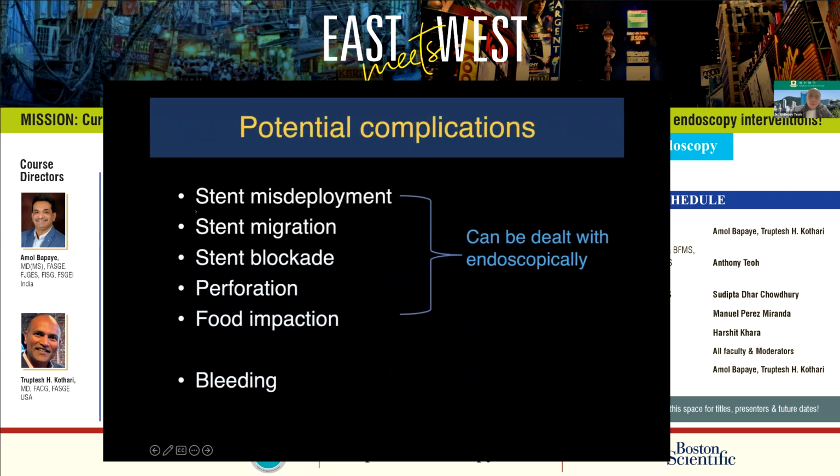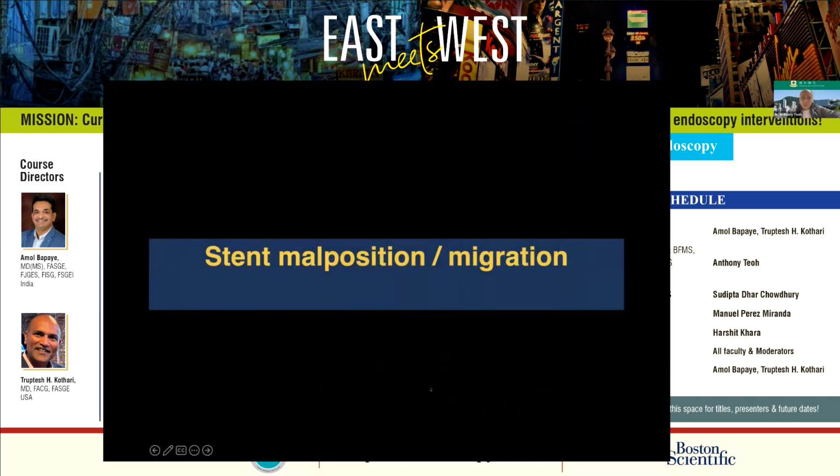Potential complications that we can encounter include stent misdeployment, migration, blockage, perforation, food impaction, which in my belief, most of these can be dealt with endoscopically. But for bleeding, sometimes we may need multidisciplinary involvement, like interventional radiology or even surgery. Depending on the time available, I'll talk about some of these issues.